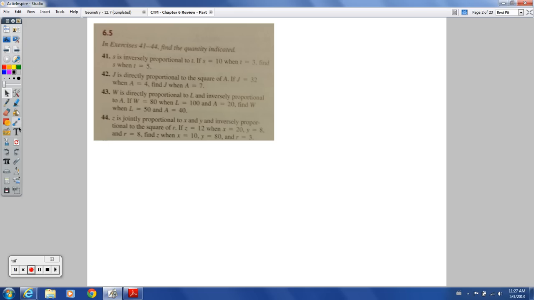Some algebra review mostly for what we have here. Some things you should have learned in either Algebra 1 or Algebra 2. If you are not a CTM student that happens to be watching this, this will be great stuff if you're looking at something to review algebraic concepts. But let's start out with number 41 here.